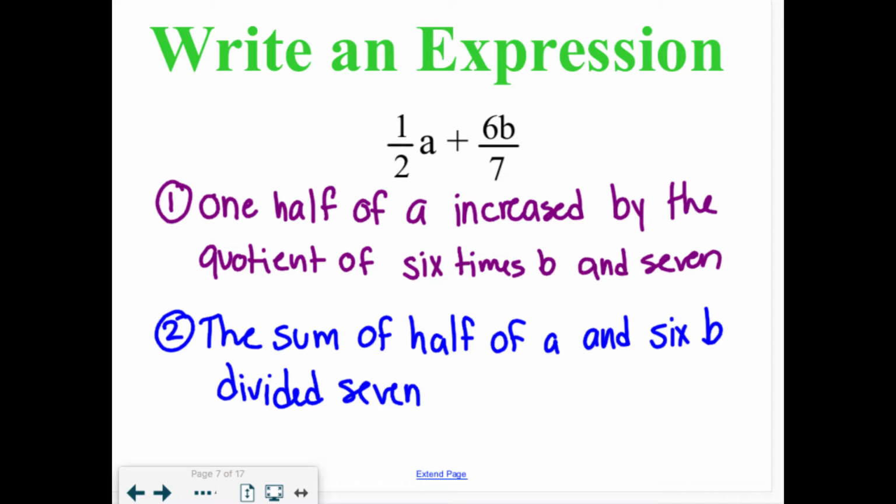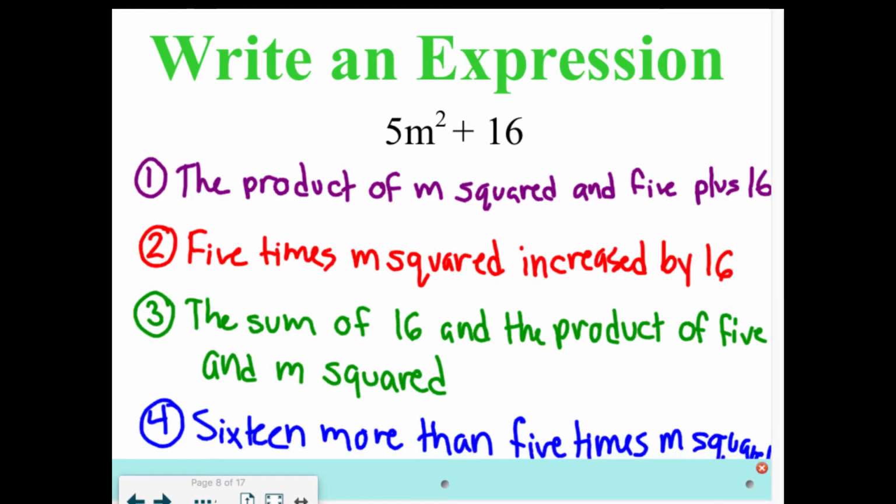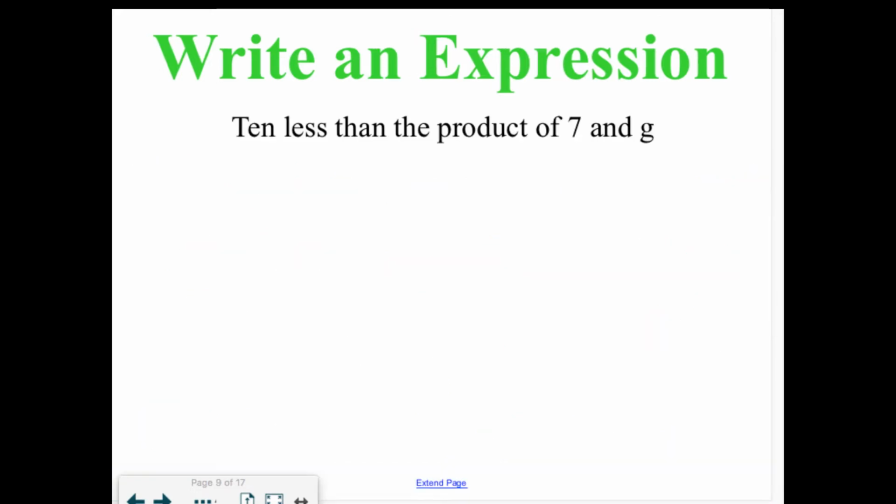So I want you to take a minute and try writing a sentence on your own for this particular expression. Again, there are many ways to write this out. Here is just a list of 4 possible examples. Again, what you typed in might not match exactly what I have up here, but if it's something along the same lines, that's okay. If you have questions about it, please let me know when you get to class.